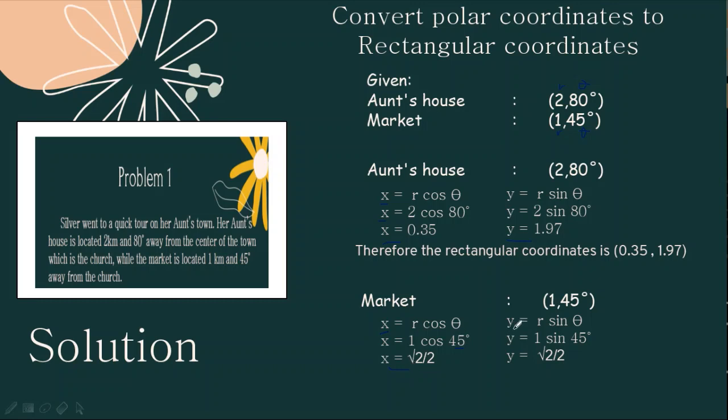Next is the y. So y is equal to r sine theta. Substitute the radius 1, the angle theta 45 degrees. Then the y is equal to square root of 2 over 2. So therefore, the rectangular coordinates of the market's location is square root of 2 over 2, comma square root of 2 over 2.